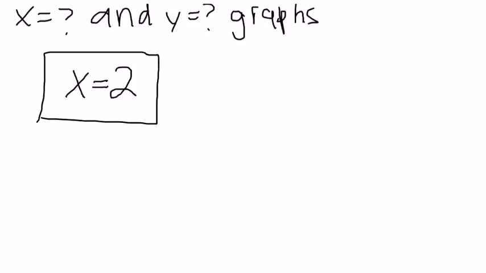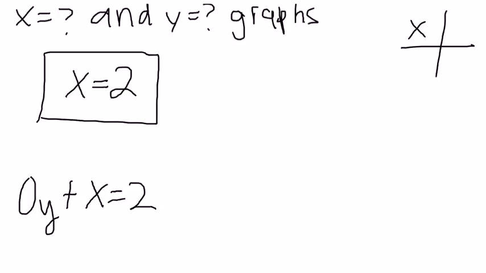Well, you can look at it like this. Pretend there's a 0y plus x equals 2. Okay? And let's just use a table of values.